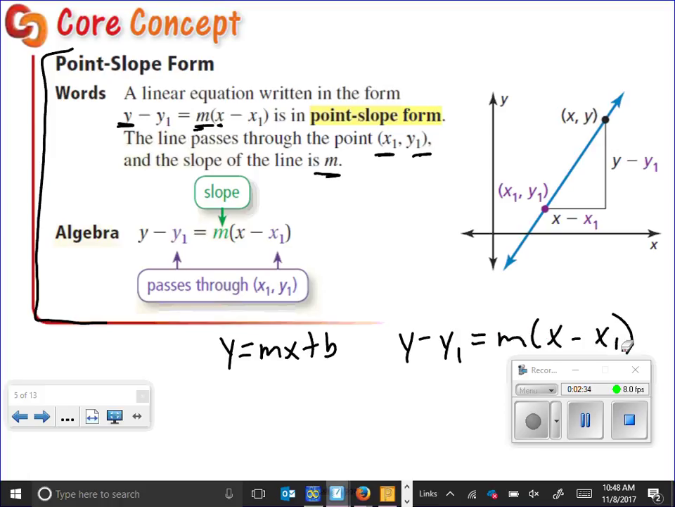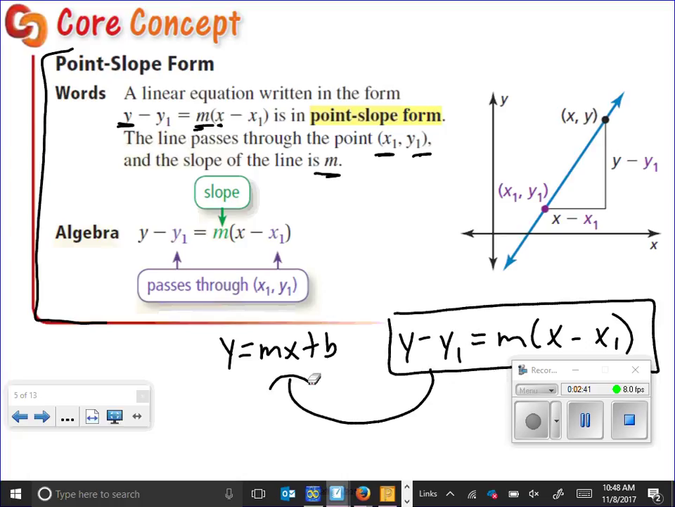Now the nice thing about this form right here is we can convert it to slope-intercept form, which makes a lot of sense to us because we've worked with it a ton. We can convert it very easily. So hopefully you have this written down. You don't need the picture necessarily, but just the words is good. Okay, so this is another one of those pieces you kind of want to memorize.